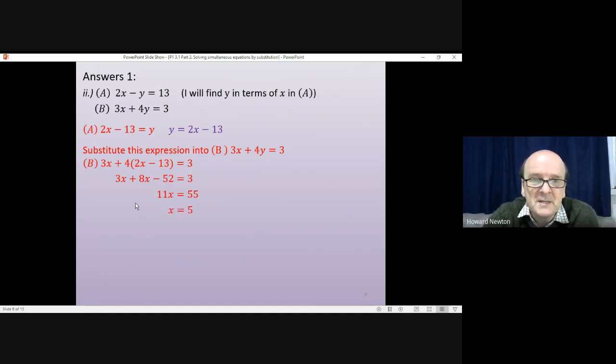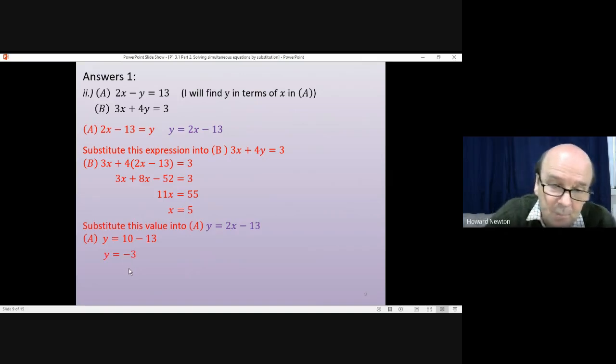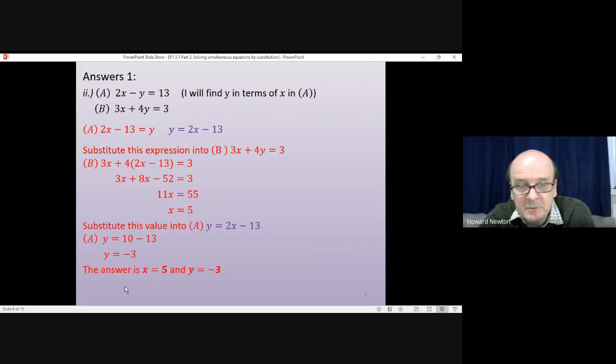Once I've found x, I need to find y. The easiest way to do that is using the equation that I created when I made y the subject: y is 2x minus 13. So I'll substitute 5 into that, and I'll get 2 times 5, which is 10, take away 13. 10 take away 13 is minus 3. That's the end of the question, and that means that the answer is x equals 5 and y equals minus 3.